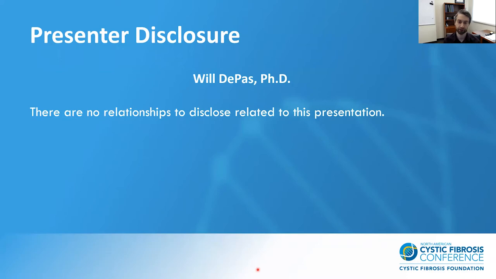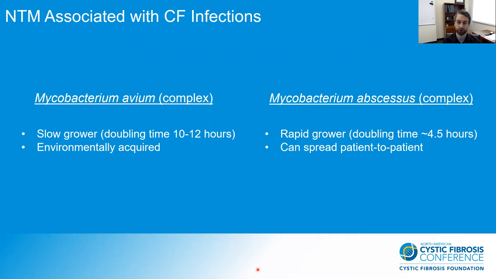When we think of NTM associated with CF, there's two main culprits. One of them is Mycobacterium avium and members of that complex. Avium is a slow grower and it's environmentally acquired from soils or contaminated water sources and commonly from shower heads. Mycobacterium abscessus, in contrast, is a rapid grower. In addition to likely being acquired from the environment, it can also be spread patient to patient.